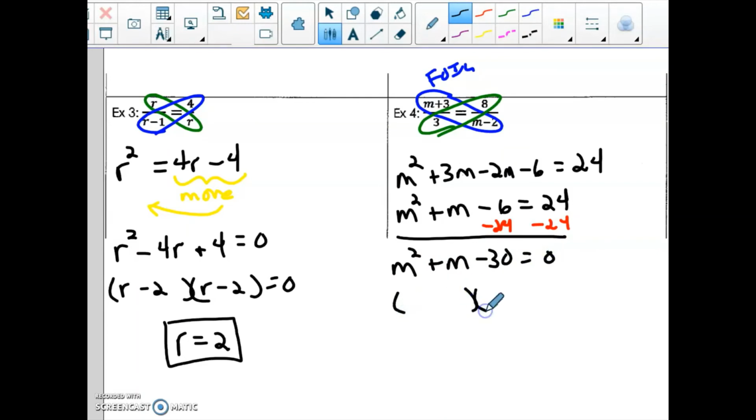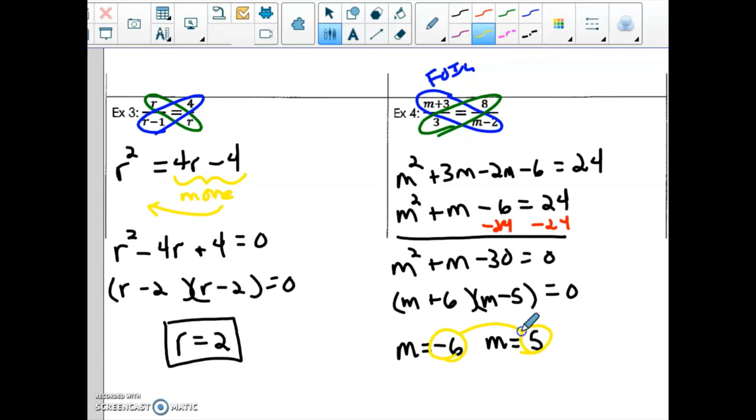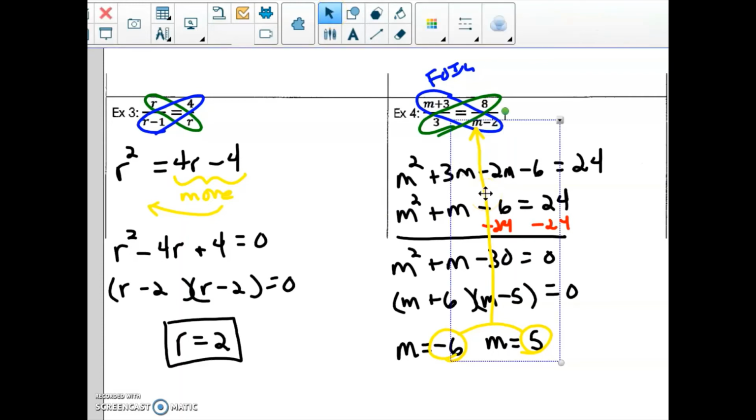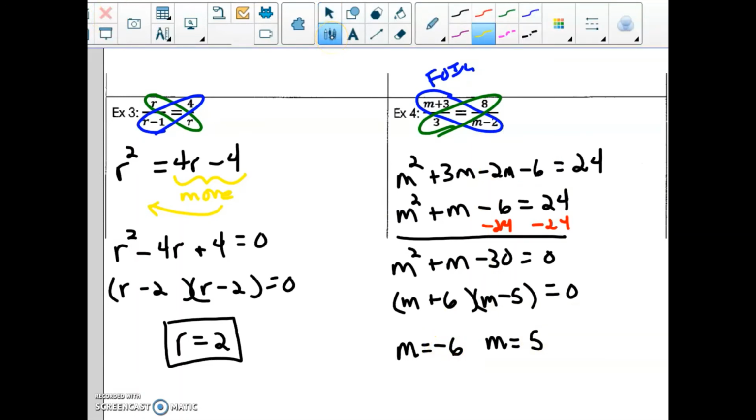It's a quadratic, so we want to factor it. m plus 6, m minus 5. So we're going to get two answers, or two possible answers. And you just need to check. Will either of these numbers, here or here, make that become 0? So negative 6 minus 2 is negative 8. That's not 0. 5 minus 2 is 3. That's not 0. So both are verified answers. We have two answers for this problem, negative 6 and positive 5.